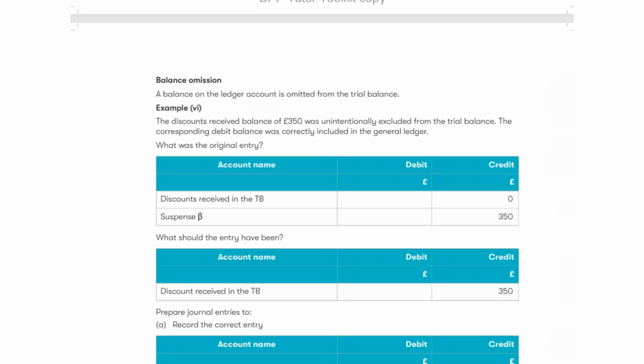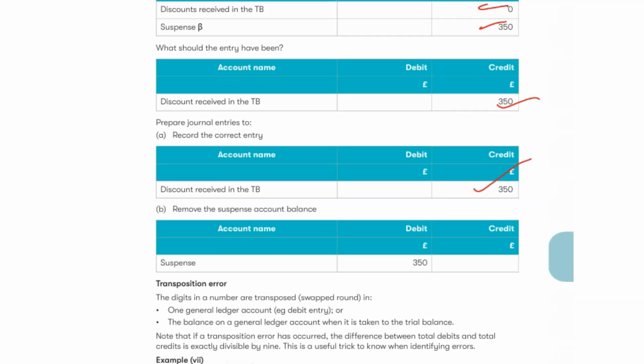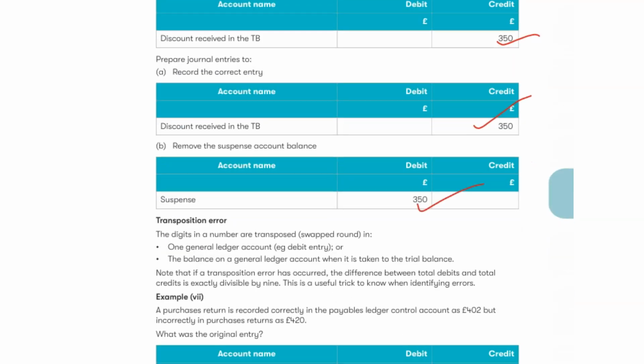Another one is balance omission. Receivables balance 350 unintentionally excluded from the trial balance. You completely forgot to write it into the trial balance, so put it back. It should have been credited, shouldn't it? Because it's an income, so put it back. So discount credit, suspense debit, 350 suspense.